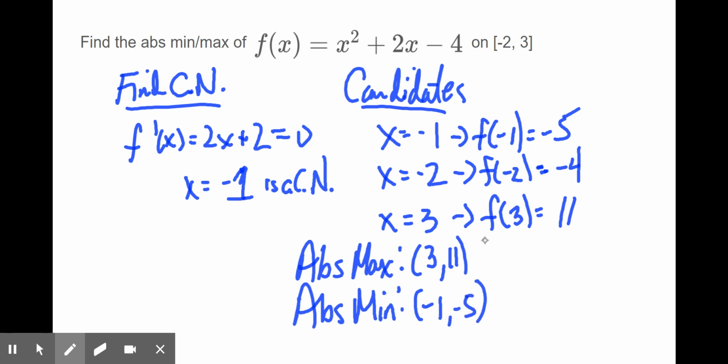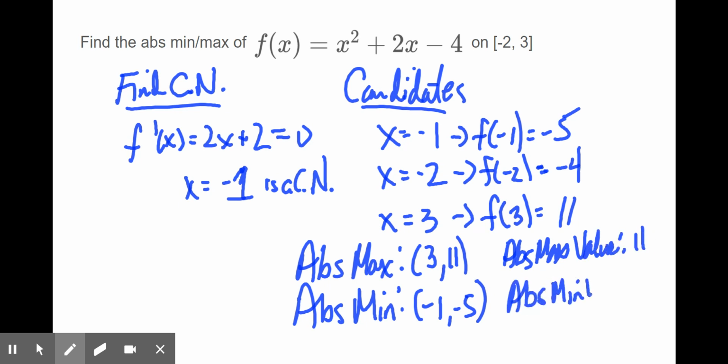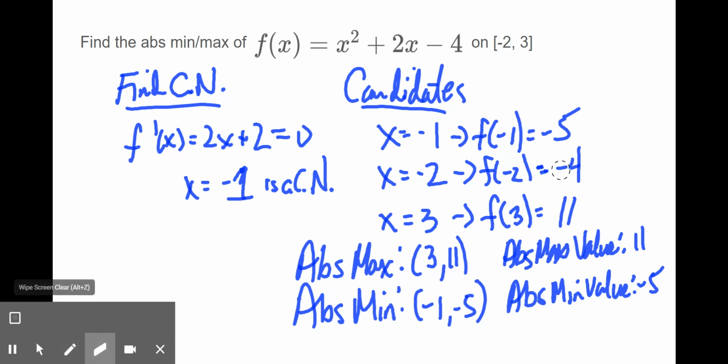Now, in some cases on the exam, especially, they ask you for the absolute minimum value. Remember, when I say the word value, I want a y value. It's understood that you want the y value. Absolute maximum value would be 11. The absolute minimum value would be negative 5. Then they only want the value, not the point, only the y value. So pretty simple, I think.